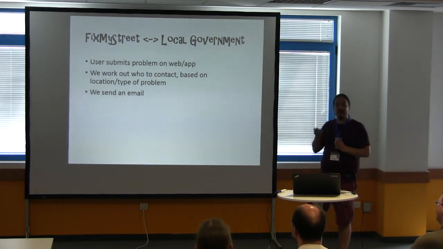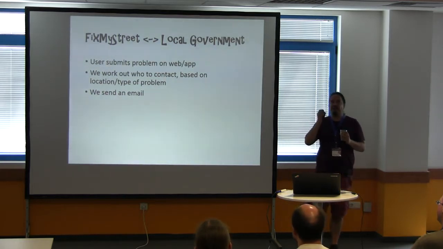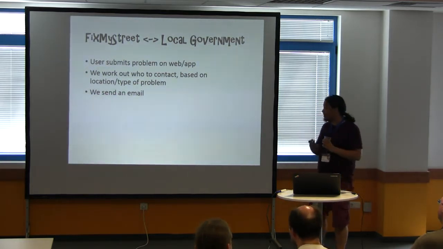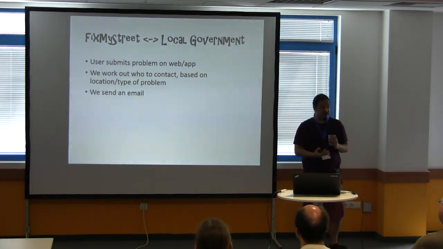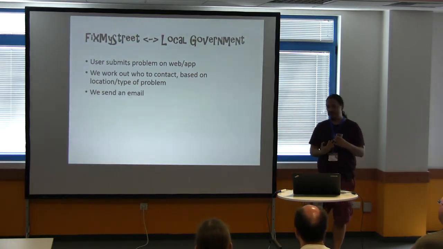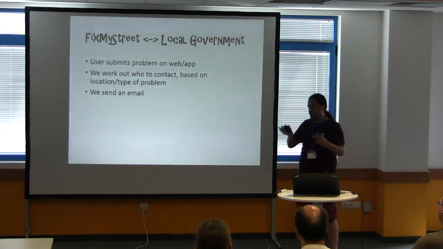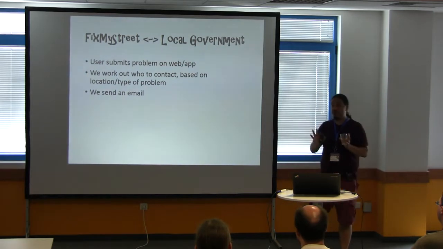So how do we then get in touch with local government to tell them about it? We work out who to contact based on the administrative area, and then we have a database of potholes in Liverpool. Go to highways@liverpool.gov.uk, for example. That's probably not the address, don't email them.